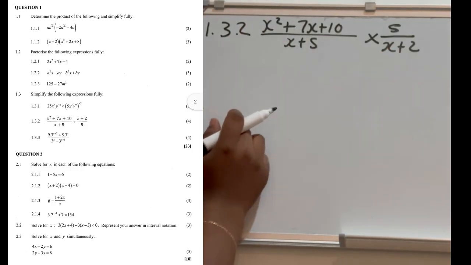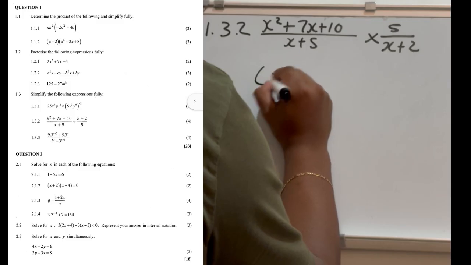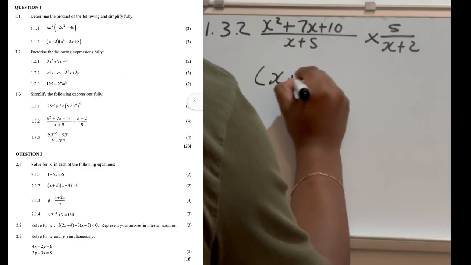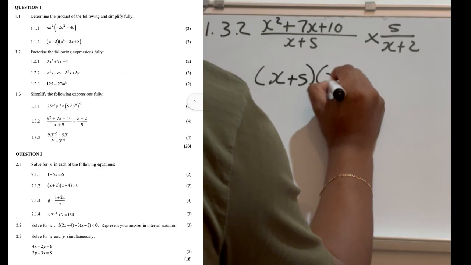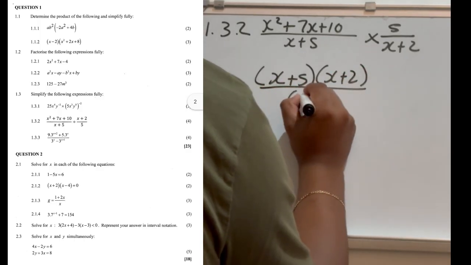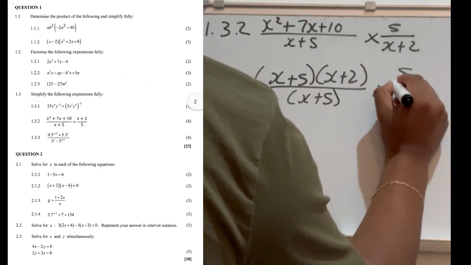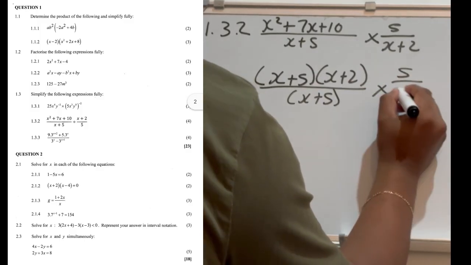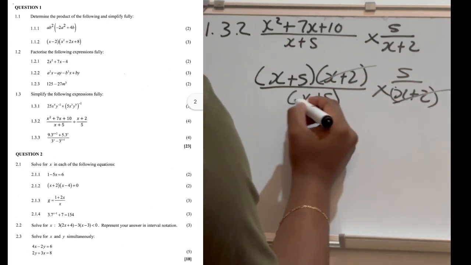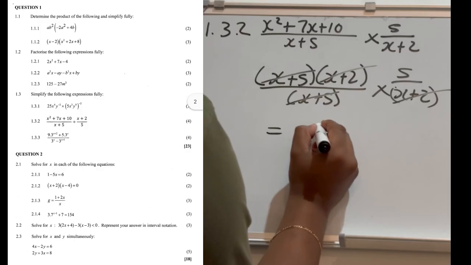So on top we can factorize. So we will say that is x plus 5 and x plus 2 over x plus 5 times 5 over x plus 2. Can you see that can then cancel with that, and x plus 5 cancel with x plus 5. So your answer is just 5.